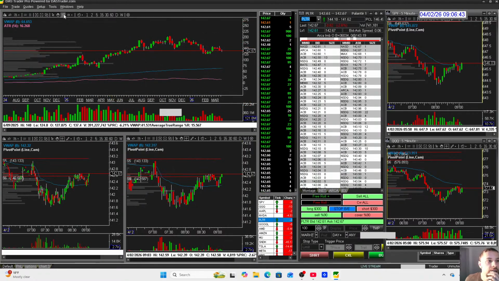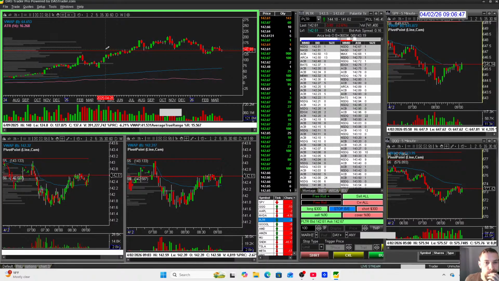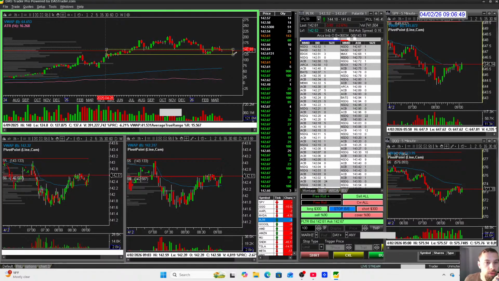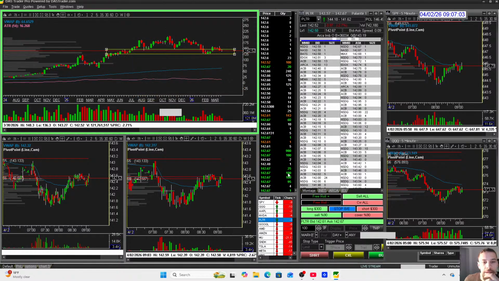PLTR. Area of resistance 147. Has some nice touch points there. If we look left, area support seems where price is gravitating towards. I'm marking is 126.